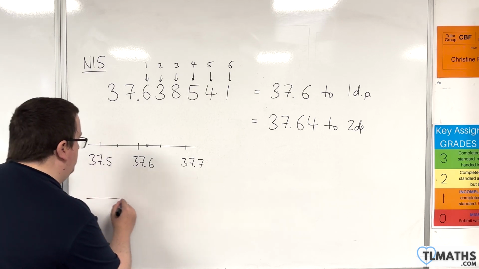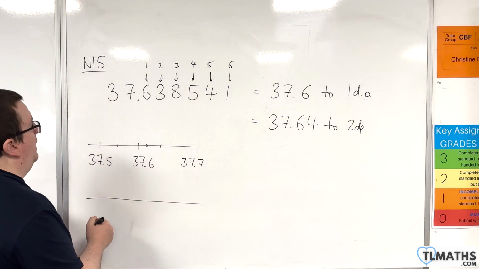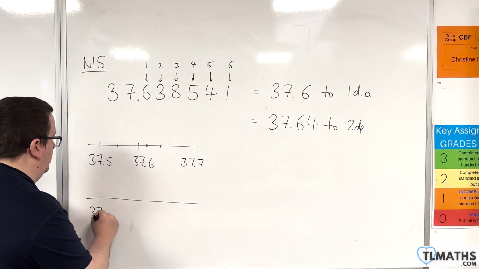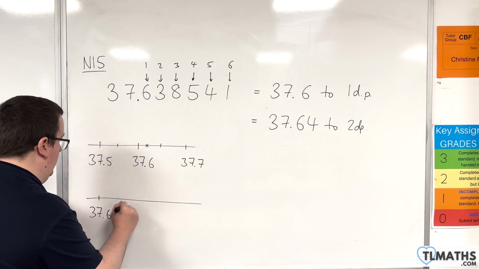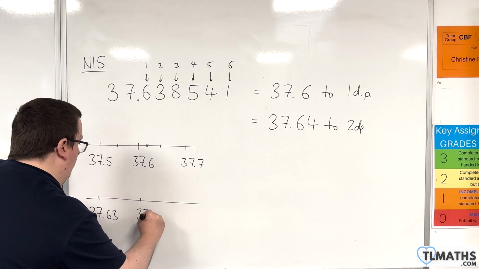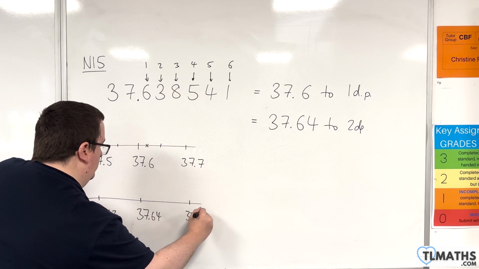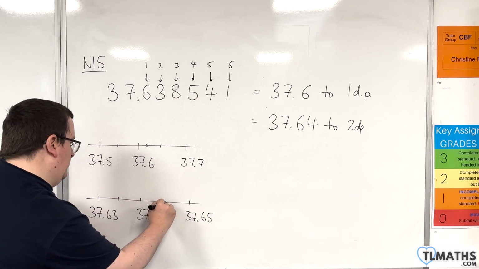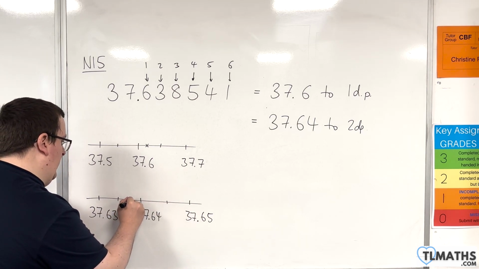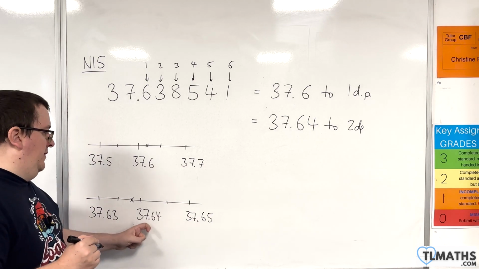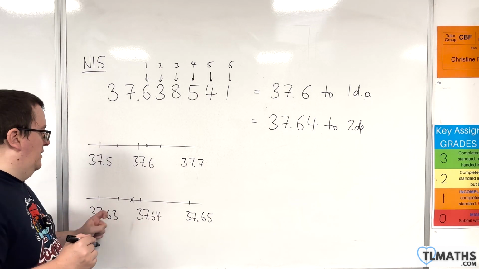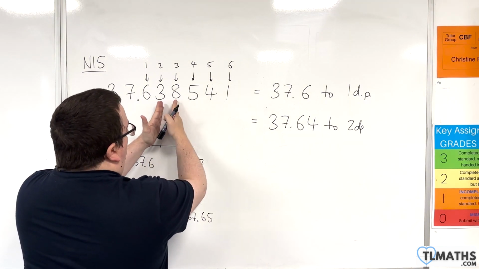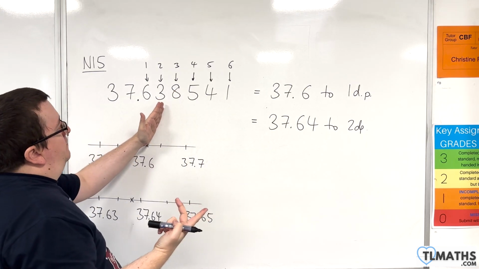So essentially, as you increase the number of decimal places, you are zooming in, essentially. So we'd be looking at 37.63, 37.64, 37.65, and 37.638, here's the midpoints, would be somewhere around here. And of course then it's closer to the 37.64 than it is to the 37.63. So you're looking at that second decimal place, one to the right, round up or round down.